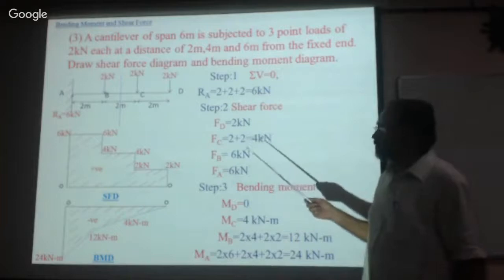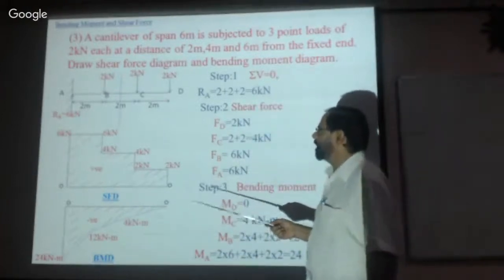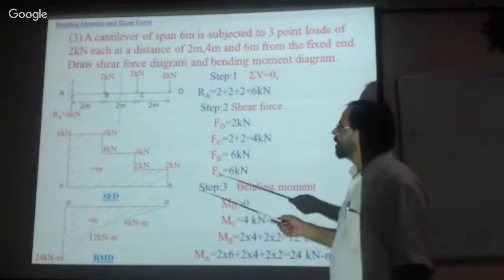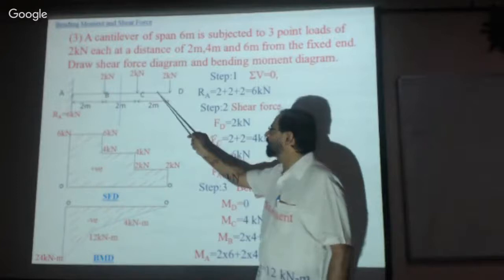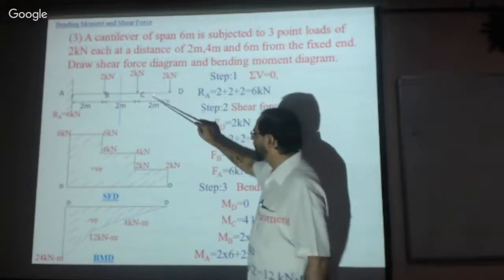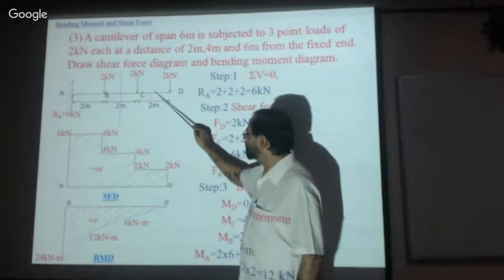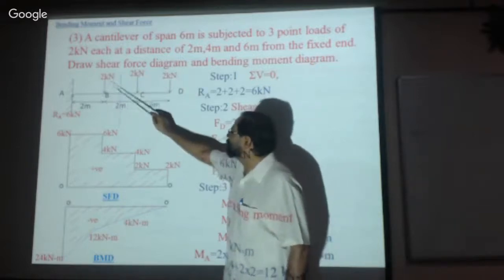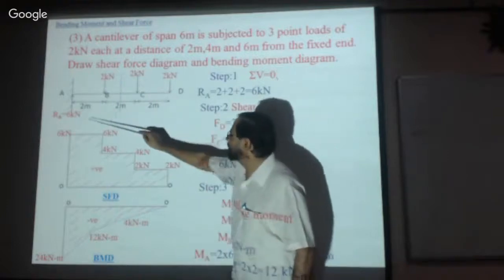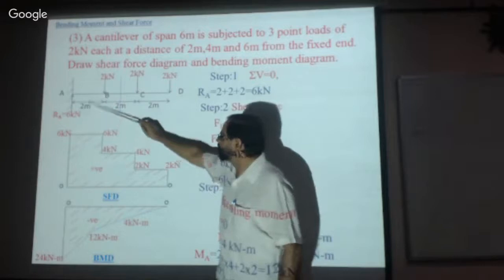This is the first step, that is, reaction Ra. As soon as we have calculated the reaction Ra, we can plot the shear force diagram. Very simple. If you calculate the shear force at this point, consider the left hand section. When you calculate the shear force at this point, consider the right hand section, where 2 kilonewton force is acting downward. If you calculate the shear force at this point, from the left hand side, 2 kilonewton plus 2 kilonewton, that is 4 kilonewton, is acting downward and 6 kilonewton is acting upward. Therefore, the net, 6 minus 4, is equal to 2 kilonewton acting upward. That is the shear force.